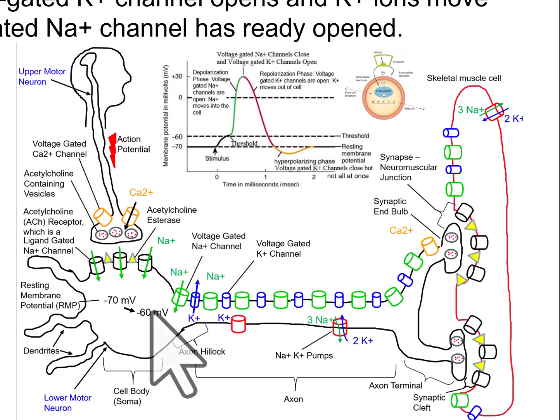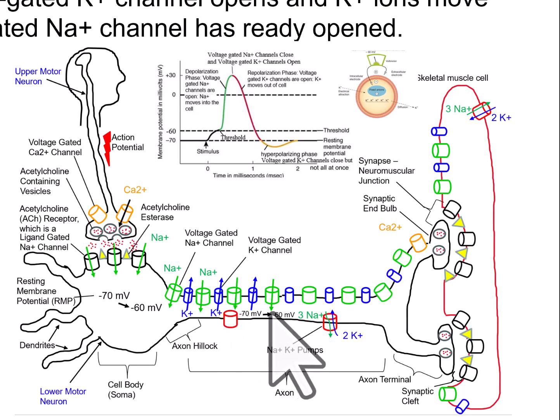This resting membrane potential of minus 70 is actually all the way down the axon. And each of these voltage-gated sodium channels are at that resting membrane potential. But when the preceding sodium channel opens, sodium's going to come across, and it's going to bring the next voltage-gated sodium channel to threshold. And it's going to open, and it's going to depolarize as sodium moves in. And then that sodium is going to move by diffusion to the next voltage-gated sodium channel and take it from minus 70 to minus 60 threshold. And then that one opens. And this continues on all the way down the axon.